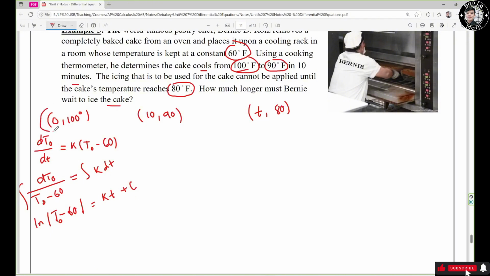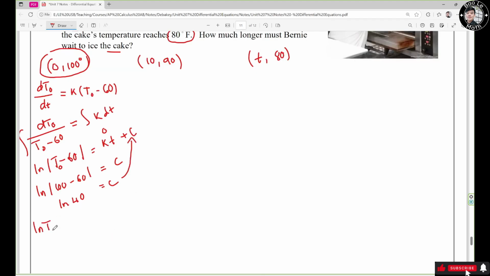Now I need to use the ordered pair right here to solve for c. So t equals 0, and T is 100. So I have natural log of the absolute value of 100 minus 60 equals c. So this is natural log of 40 equals c. I have natural log of T minus 60 equals k times t plus natural log of 40.